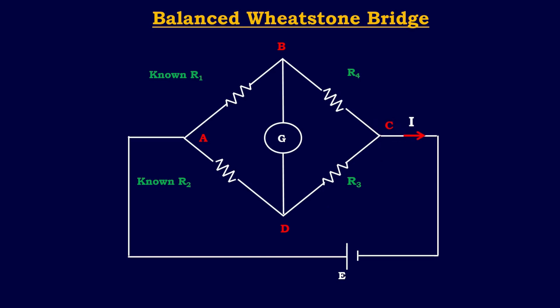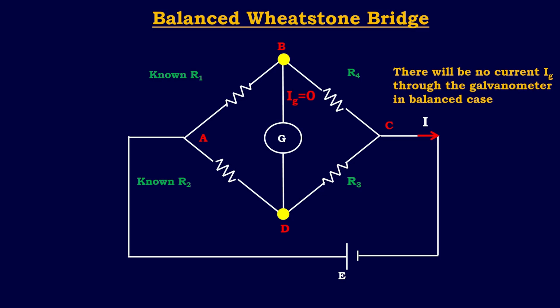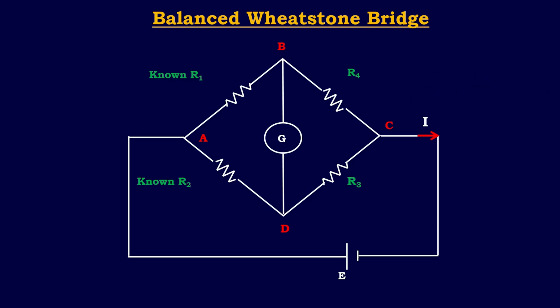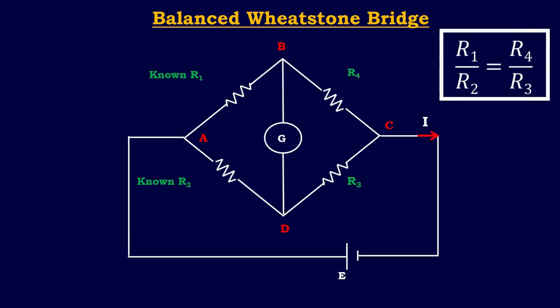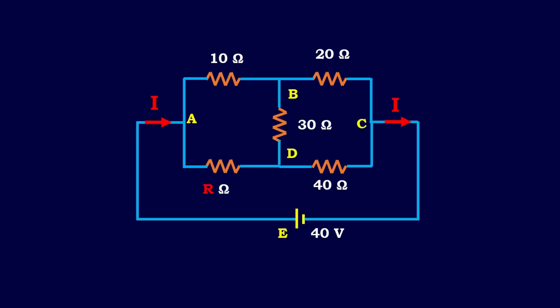Why does this happen? Because in a balanced condition, the potential at point B is equal to the potential at point D. And when there is no potential difference, there is no current flow between these points. So, the current through the galvanometer becomes zero. Now, what creates this equal potential condition? It depends on the ratio of the resistors. A Wheatstone bridge is balanced when R1 by R2 equals R4 by R3. When this condition is satisfied, the potentials at B and D become equal, and hence, no current flows through the central branch. Now, using this concept, let's come back to the given problem.